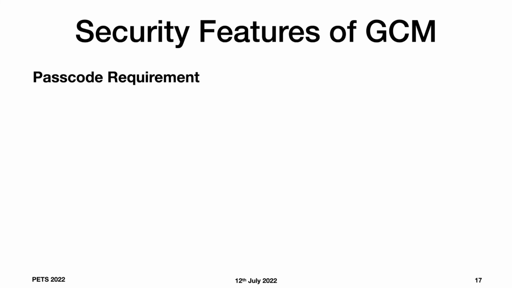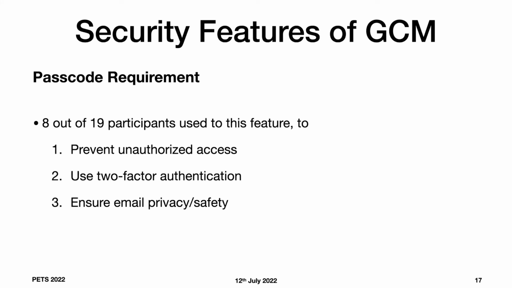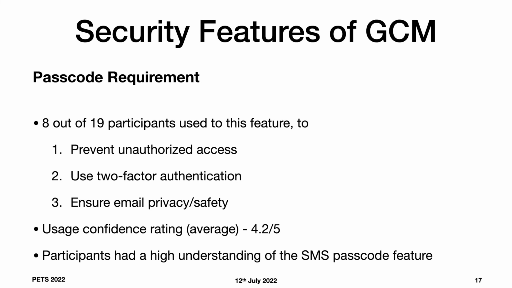Next, we looked at the passcode requirement feature. 8 of our participants used the passcode requirement feature to prevent unauthorized access, to use two-factor authentication, and to ensure email privacy and safety. The remaining participants did not use the SMS passcode feature in their email because they were using another security tool for authentication, or they believed that this feature was inconvenient or unnecessary, or they trusted the recipient. Our participants' average confidence rating in using this feature was 4.2 out of 5. Our participants had a high understanding of the SMS passcode feature. Most of them understood how this feature works, but half of them did not use it for usability reasons.